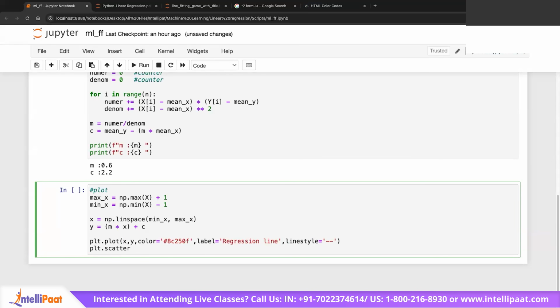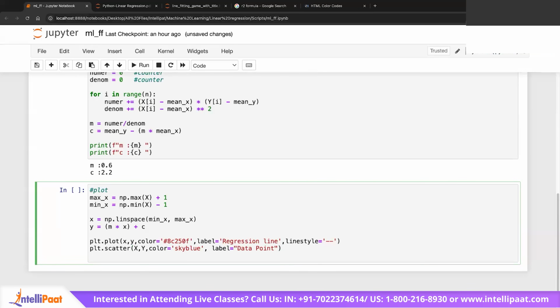Plot dot scatter. Inside the scatter plot, I want to plot the original values. So I'm going to take x comma y, the one that I had originally. The color is, let's take sky blue. And the label, because I want to add a legend later on, is the actual data point. You can call it whatever you want. And actually, I can make them bigger or smaller. How do you make the points bigger? I think I have to check it.